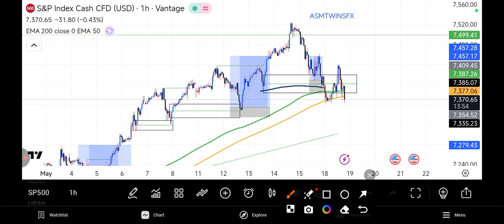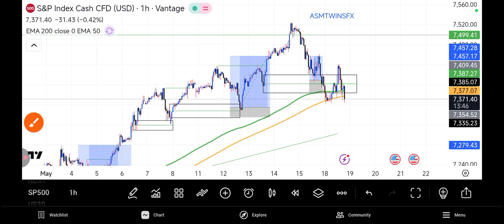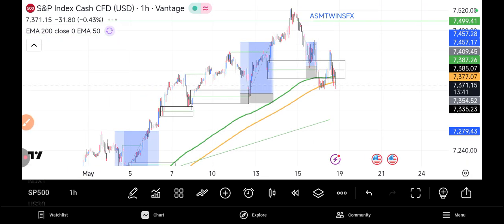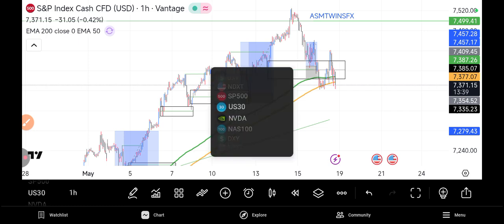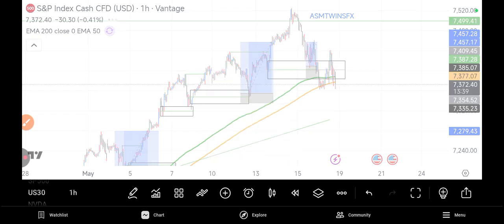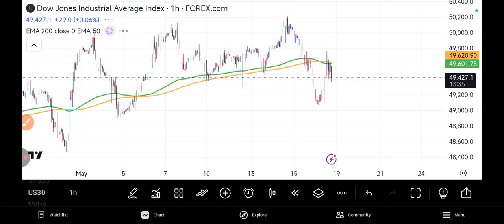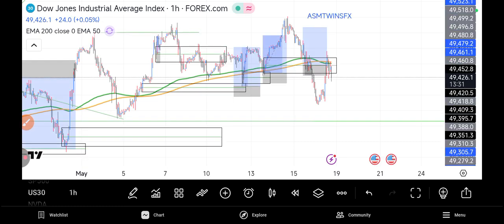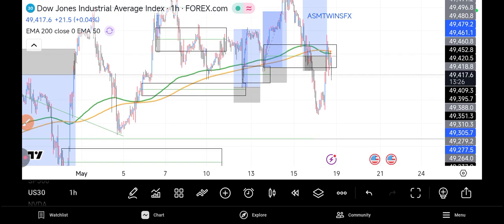Let's assume here a sweep of liquidity, and if price should break below this second low, definitely we are on a strong downward momentum. So that is all I can say for the S&P 500. For US 30, we can see a very nice change of character has occurred already. There was a sweep of liquidity at the top and a break of structure to the downside also.